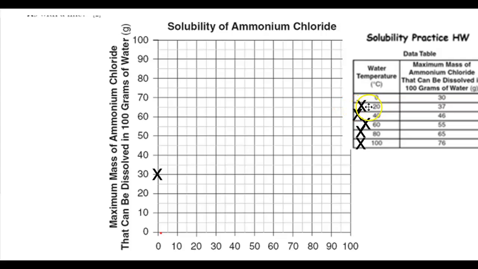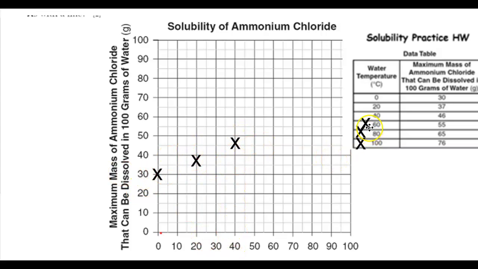All right, let's try the next one. Let's find 20 degrees. At 20 degrees, I can put 37 grams of ammonium chloride into the solution, and it will dissolve. That's the maximum amount. I couldn't put any more in. I'm creating a saturated solution. Go ahead and complete the rest of your graph by finding the different temperatures. And make sure your x intersects the line.